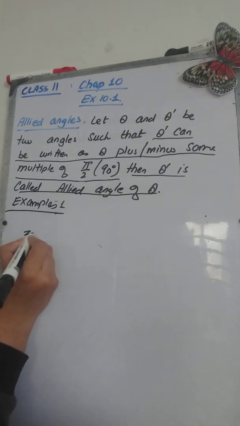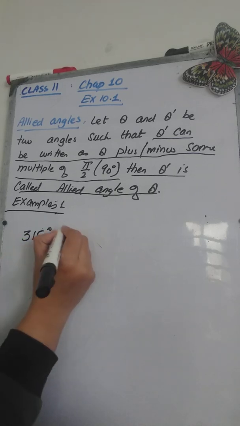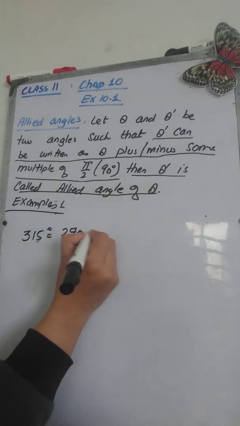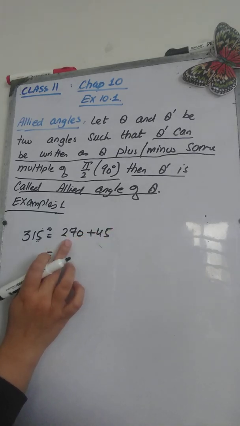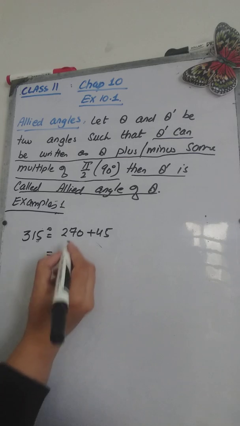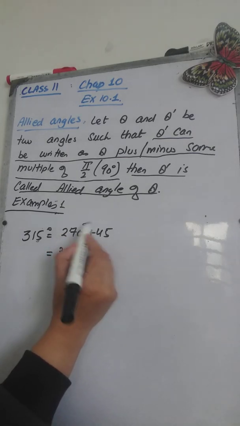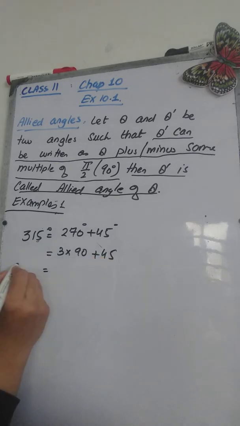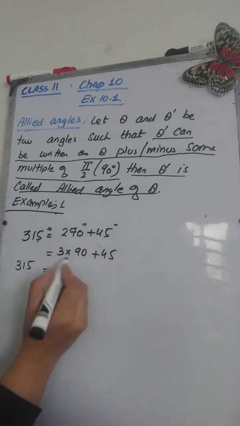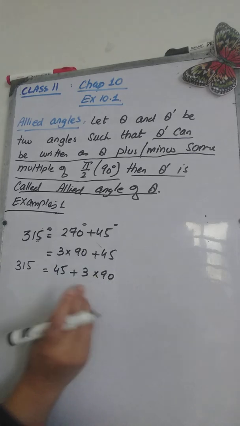Suppose we have the angle 315. Now 315 can be written as 270 plus 45. Now 270 can be written as 3 times 90. So 3 times 90 is equal to 270, plus 45. Now you have written this angle 315 as the sum of 45 plus some multiple of 90.